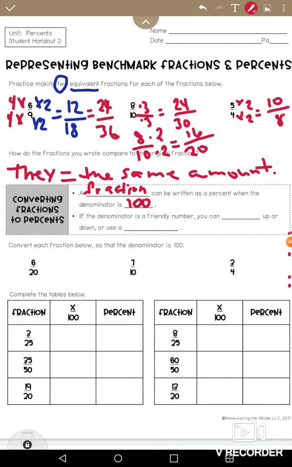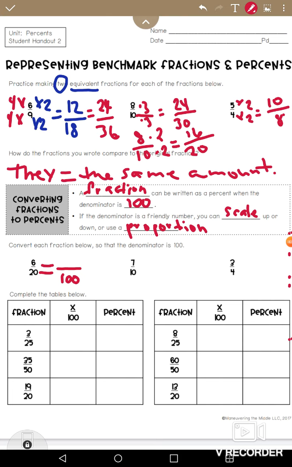If the denominator is a friendly number, you can scale up or down or use a proportion. We wrote this word in our vocabulary in the journal yesterday. Proportion means when you're making a comparison between two numbers. Okay? All right. Convert each fraction below so that the denominator is 100. So we know we have 6/20ths, and we want it to equal a fraction that has 100 as the denominator.